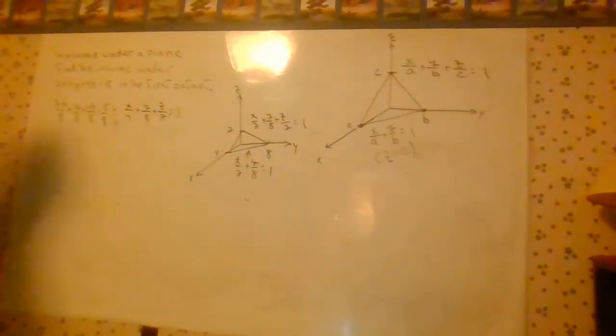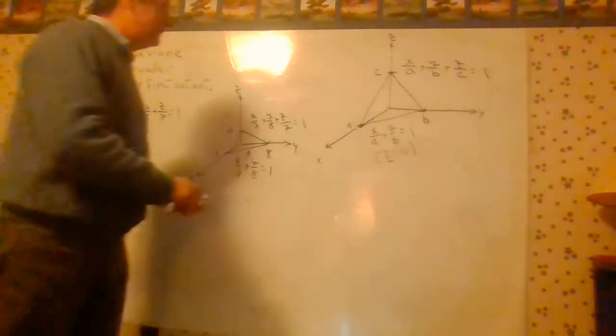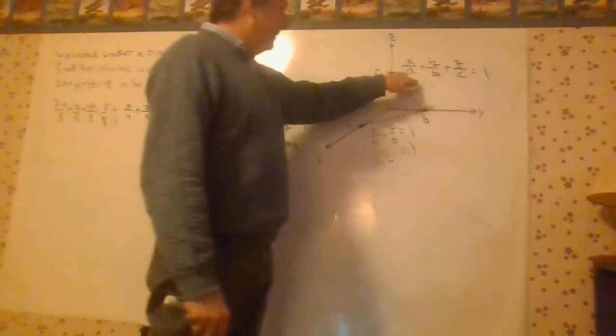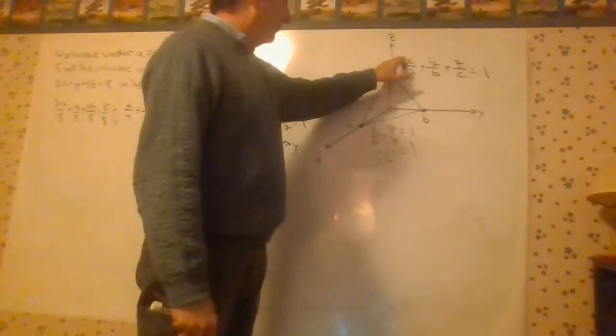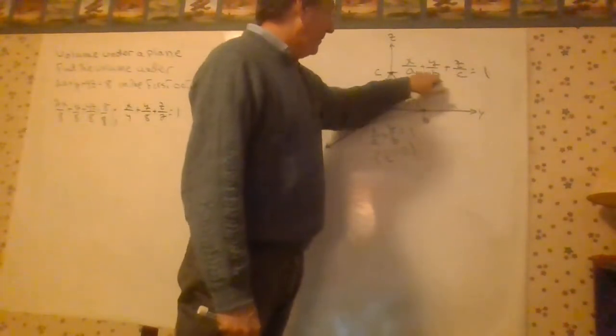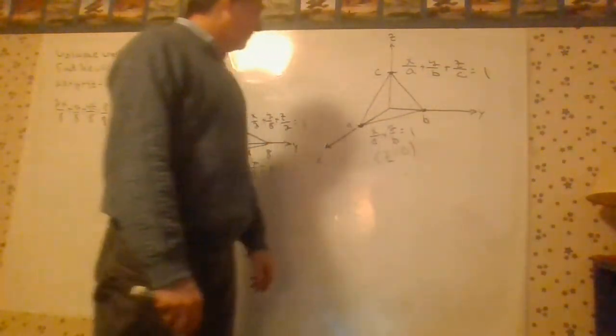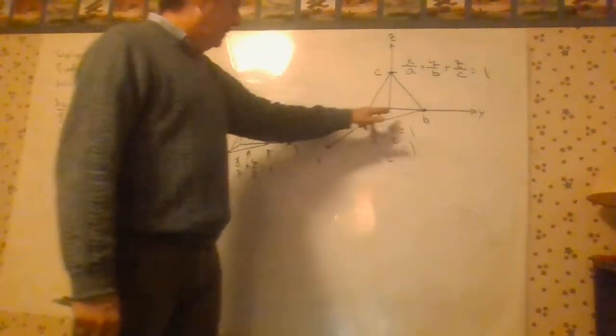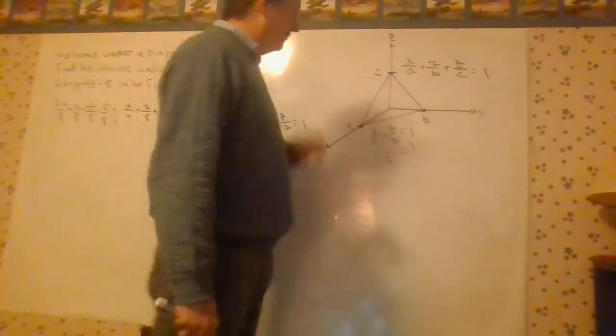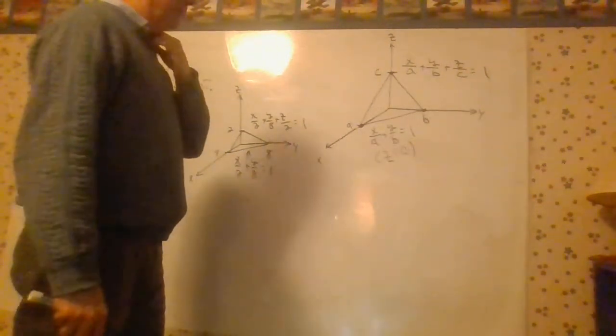Volume under a plane. Here we have the intercept form of a plane equation, x over a plus y over b plus z over c, added together to get 1. It has an x-intercept of a, a y-intercept of b, and a z-intercept of c. Pretty easy to see where this comes from.